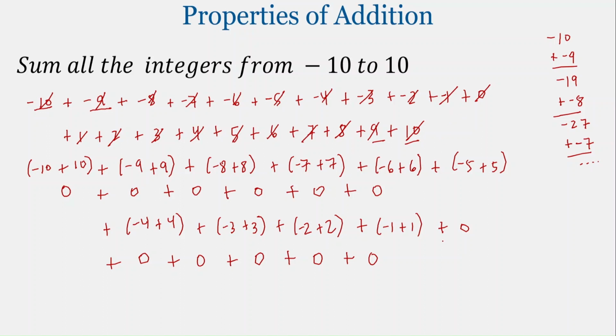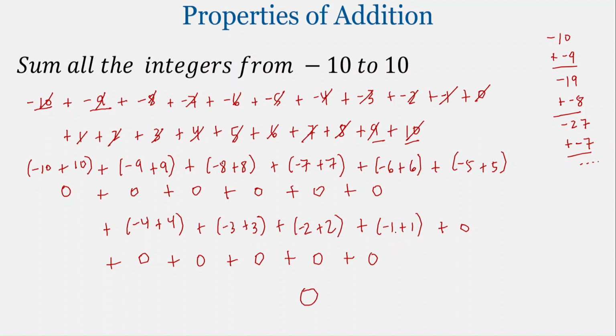And then we had a little 0 at the end as well. Well, now we're dealing with the additive identity. We're adding 0 to a bunch of things. Anytime we add 0 to something, whatever the original number was comes right back out. And that includes 0. So 0 plus 0 is 0. So the sum of all the integers from negative 10 to 10 is 0.